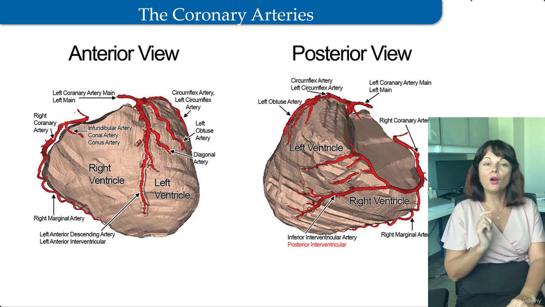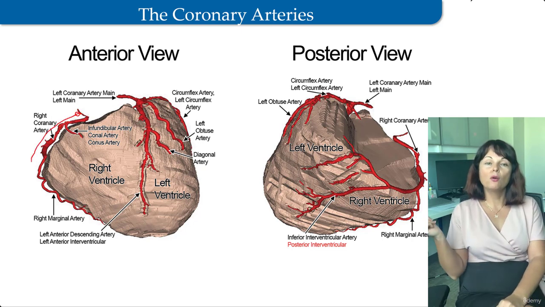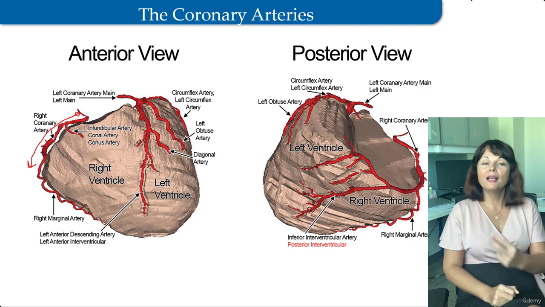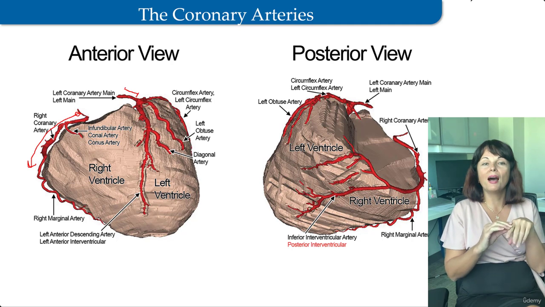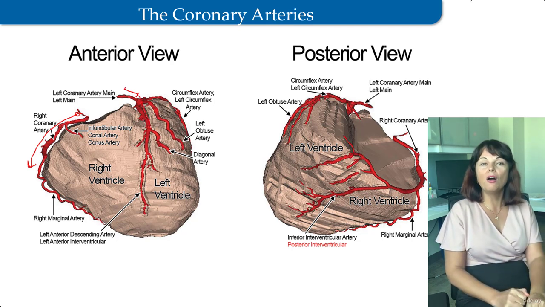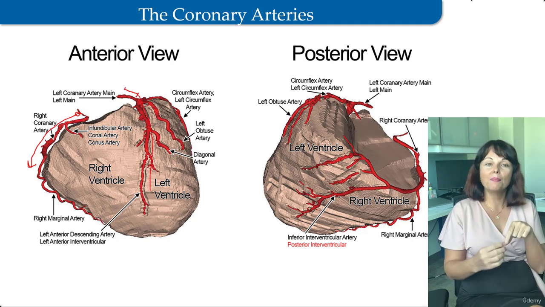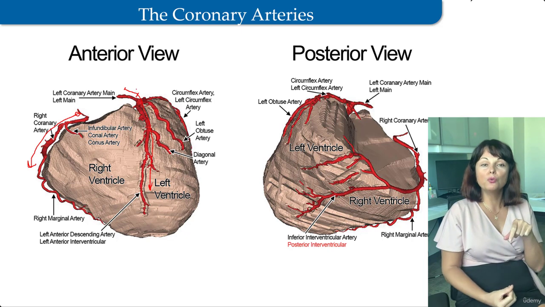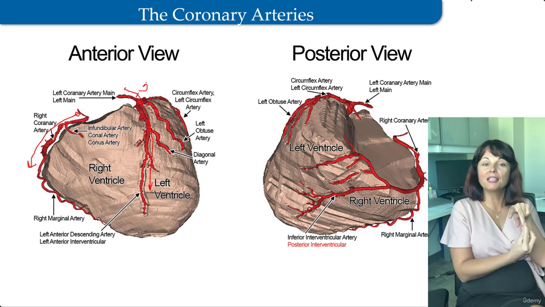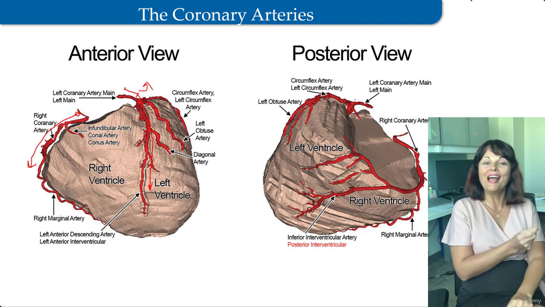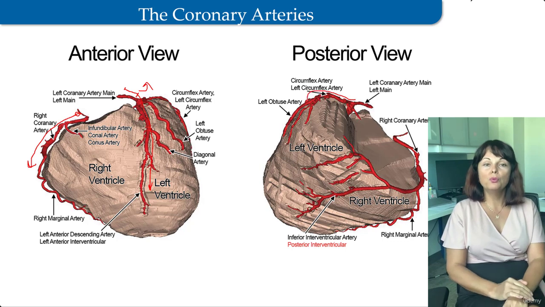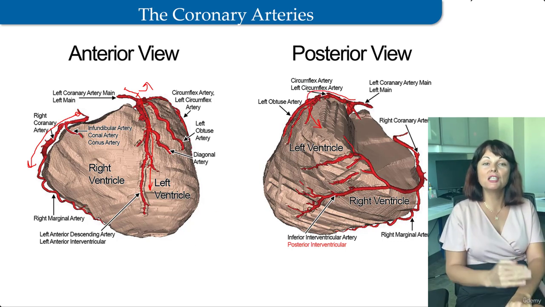Thus, the right coronary artery runs to the right in the coronary sulcus, and the left coronary artery has a very short trunk that branches into two: the anterior interventricular artery, which occupies the anterior interventricular groove, and the circumflex artery, which runs left in the coronary groove to meet the right coronary artery on the posterior surface of the heart.